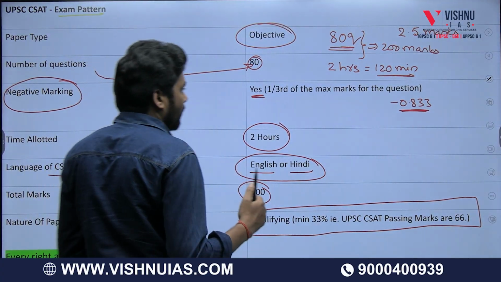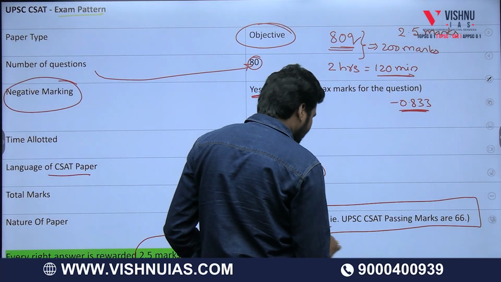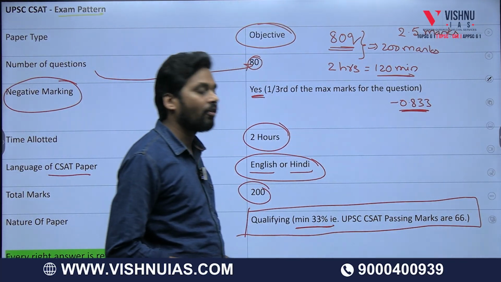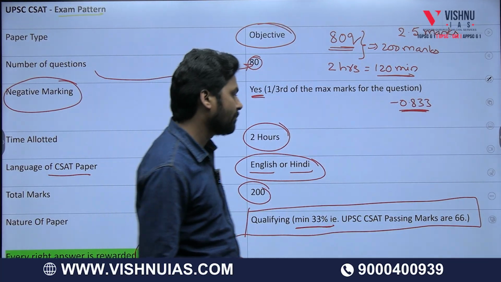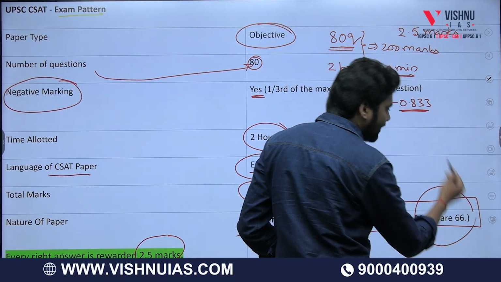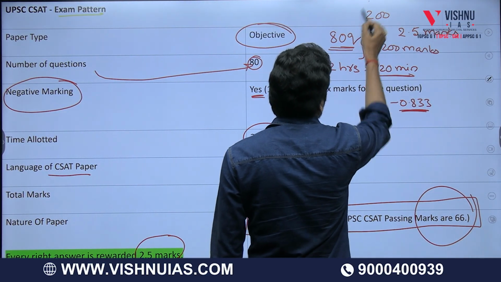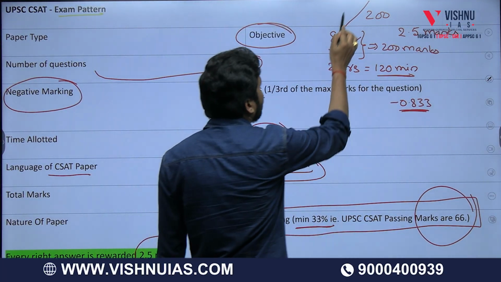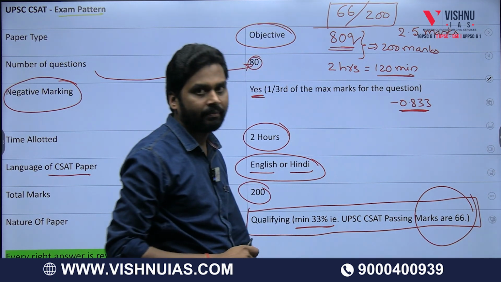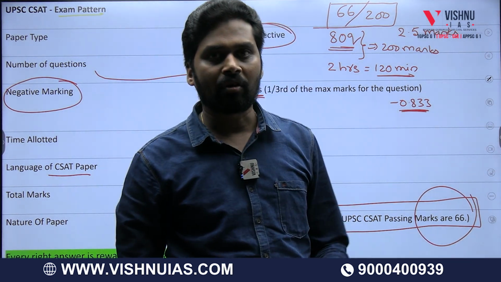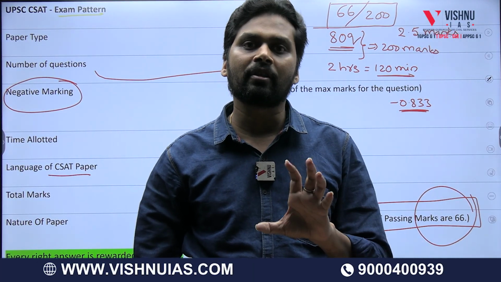But coming to that, what is that qualifying mark? Officially, it is given as 33% of the maximum marks. 33% of the maximum marks means, marks-wise, 66 marks out of 200. Out of 200 marks, if you want to qualify in CSAT, you need to secure a minimum of 66 marks. Minimum 66 marks. Okay, is it clear? So if you get a minimum of 66 marks out of 200, then you will be qualified in this paper.